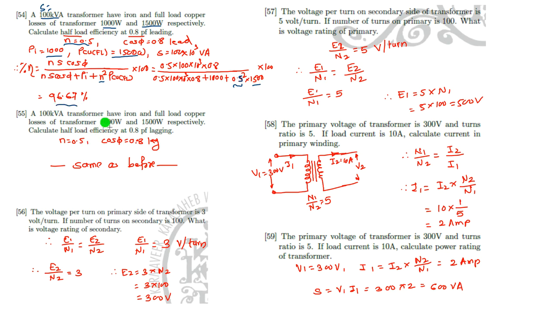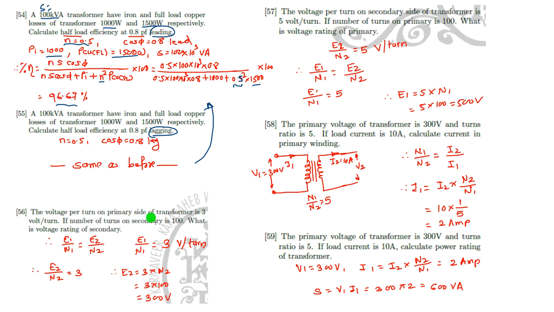So this problem is the same. If you read the whole problem statement it is the same, but in the previous one the power factor was given as lagging, and here the power factor is given as leading. But there is no question of lagging and leading, so whatever the calculation is true for leading, it is true for the lagging condition also. Efficiency is not going to be affected by the lagging or leading conditions. So this answer is the same as before.